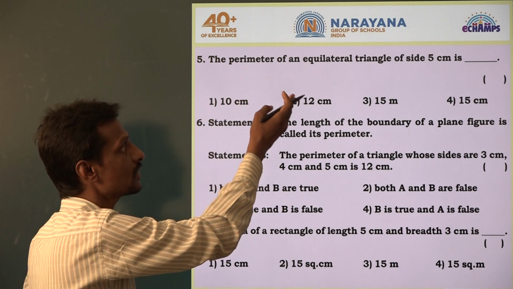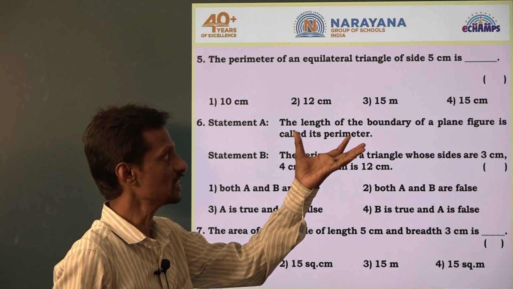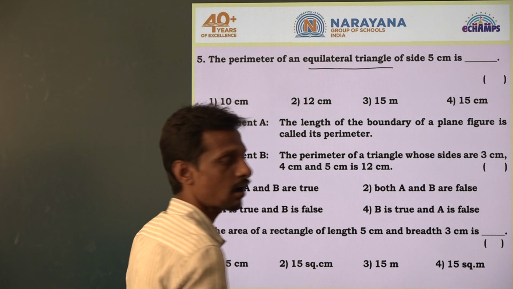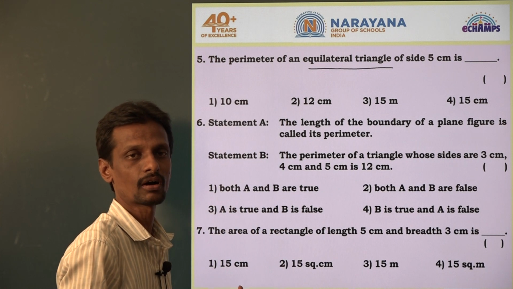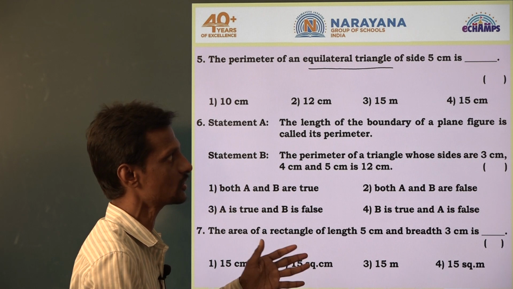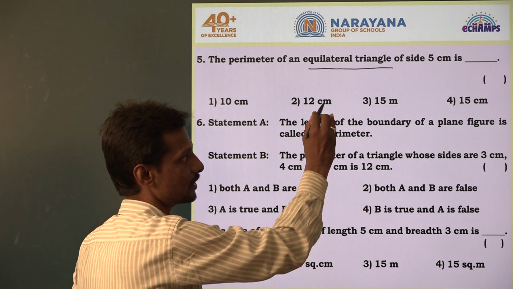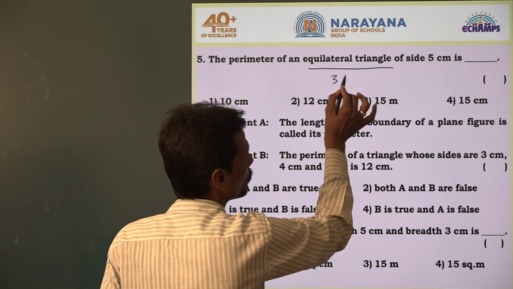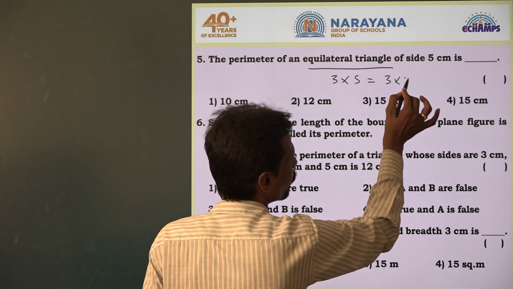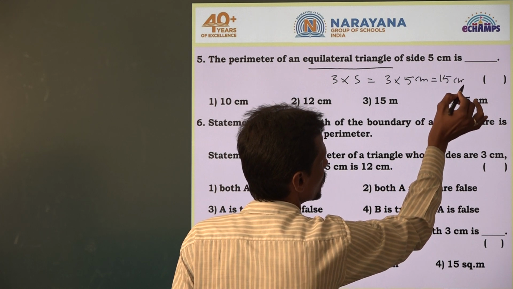Fifth one, the perimeter of an equilateral triangle of a side 5 centimeter. It is equilateral triangle, so 3 sides are equal. The sum of all the sides is called the perimeter. So 3 sides 5 centimeters plus 5 centimeters plus 5 centimeters is equal 15 centimeters. Otherwise 3 into side is equal 3 into 5 centimeters is equal 15 centimeter.